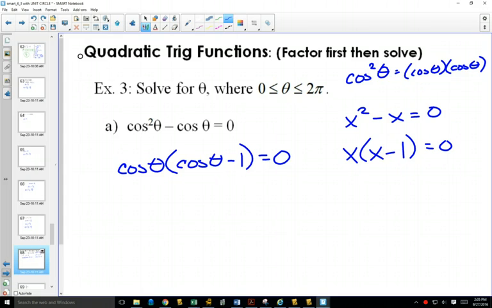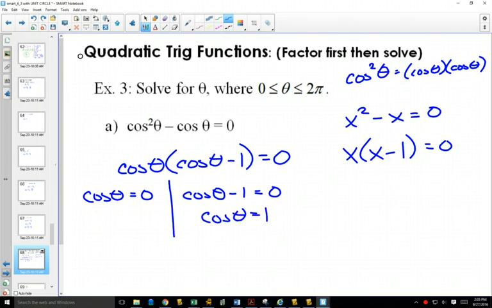And once you factor it out, well, that means either cos of theta is equal to 0 or cos of theta minus 1 is equal to 0. Now this is a step that, especially on the right, you'll probably skip and immediately say this. Does that make sense?